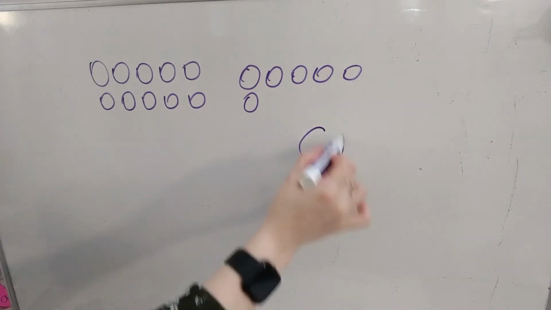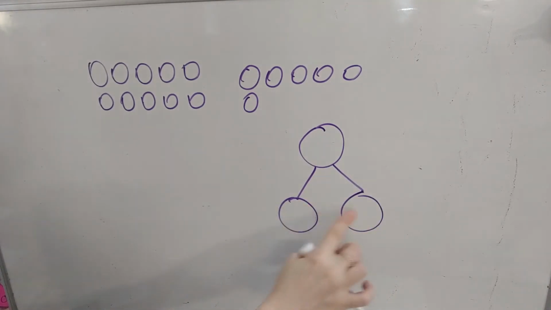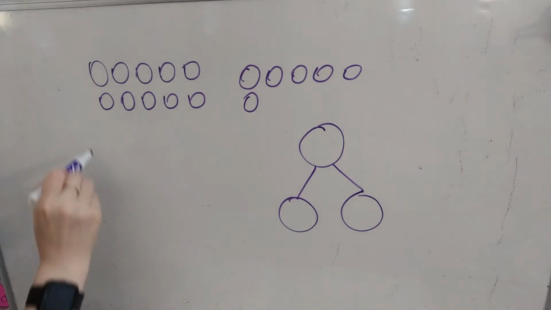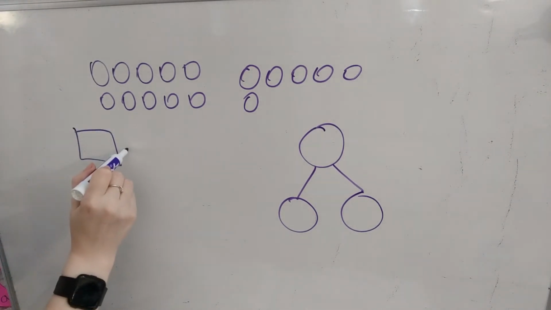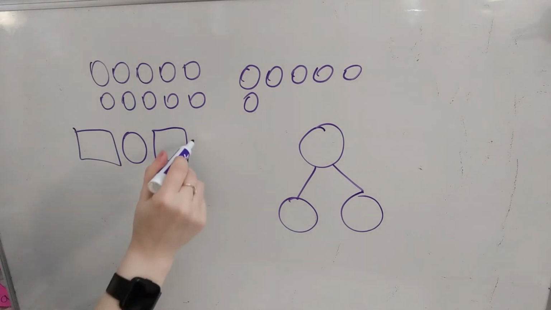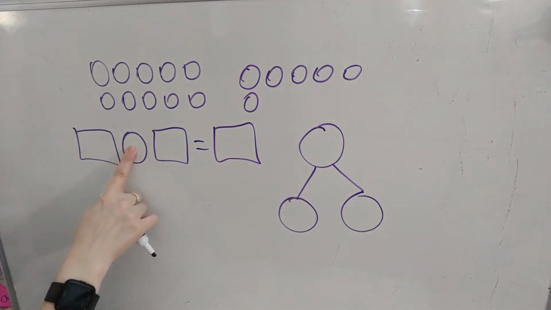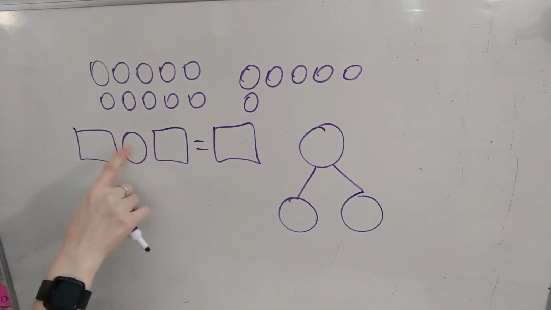I'm also going to draw my number bond. Part, whole. And then I'm also going to draw the squares that you're looking at. You're looking at a square, a circle, a square equals the square. The circle is for your adding or subtracting symbols, so plus or a minus.